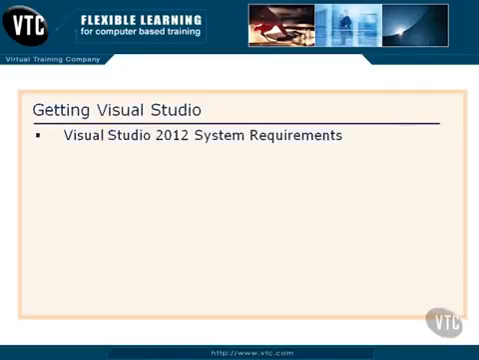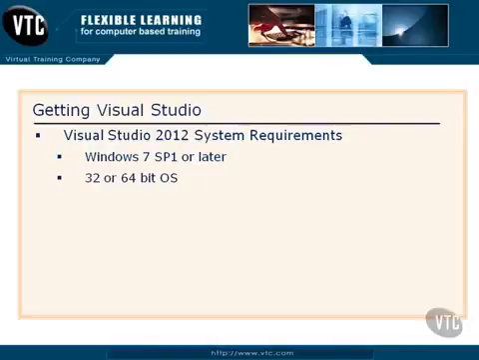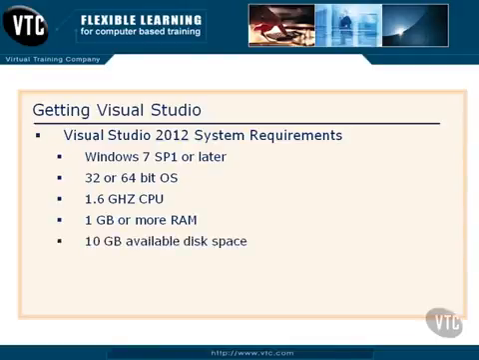And then notice Visual Studio 2012 system requirements. You need Windows 7 Service Pack 1 or later. Then that goes all the way up through Windows 8, the server operating systems and so forth. Same thing, 32 or 64-bit OS, no problem. You do need a 1.6 gigahertz CPU or better. Pay close attention to the or better there. You'll need 1 gigabyte or more of RAM. Pay close attention to the or more part. The more RAM, the better. And watch this, 10 gigabytes of available disk space.